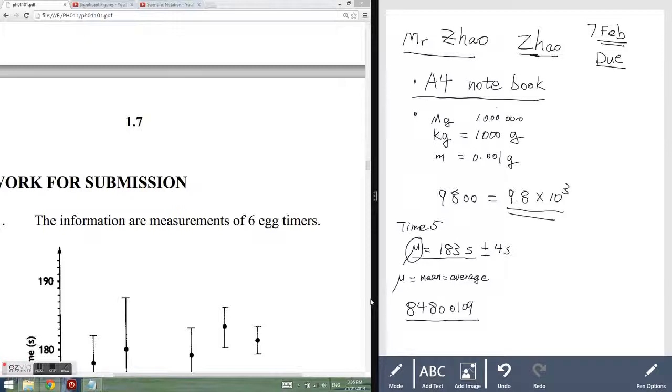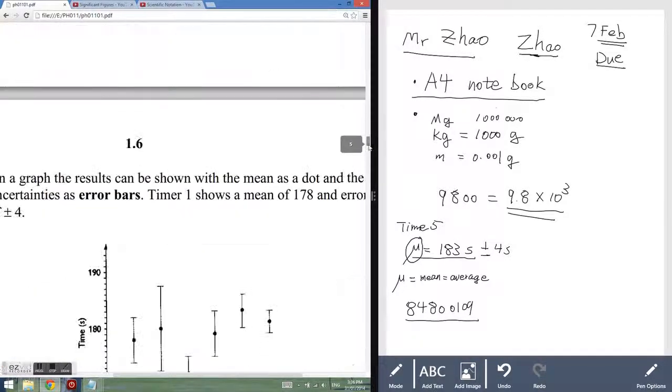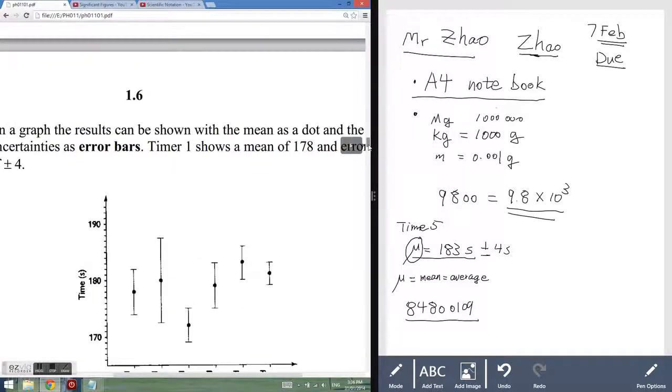Remember, try to organize your own notes. Don't just copy down what I write down. Make it into sense.